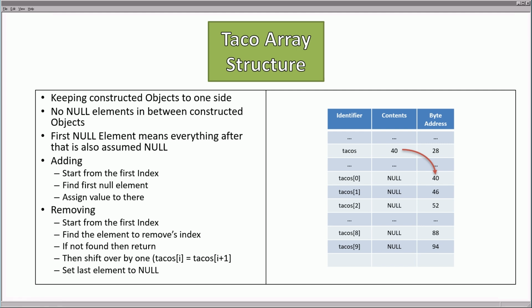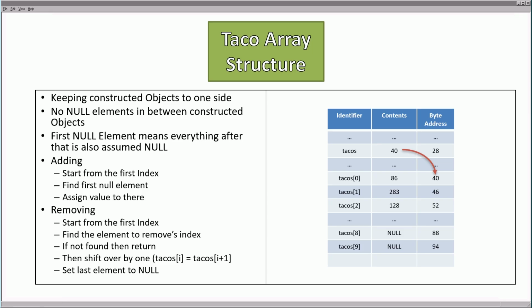Now, when we were going over adding, what we did was we started from the first index. Once we find that first null element, let's say right here, then we add the reference, the memory address to that object. Now if we add another one, notice here that's not null, but the next one is, so we add the other reference there. And then if we add another one, the first one's not null, second one's not null, but this one is. And now everything past that is also going to be null.